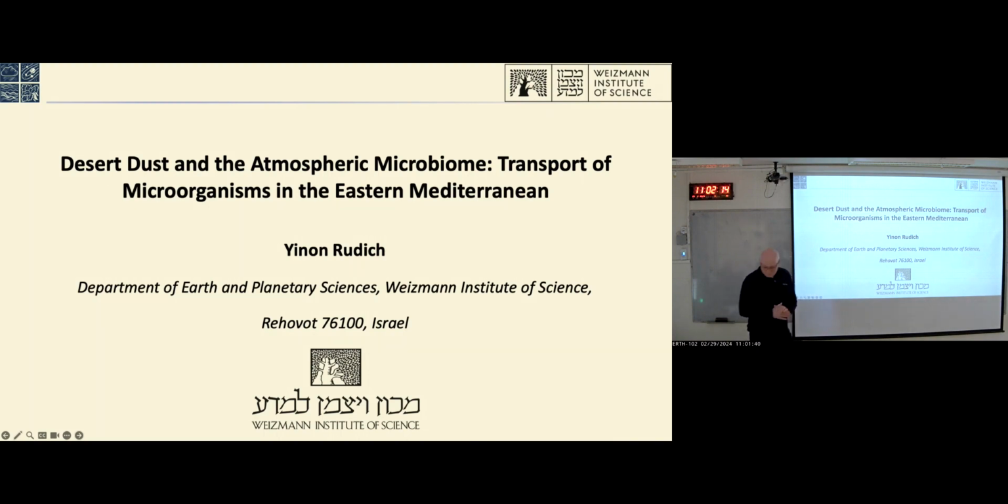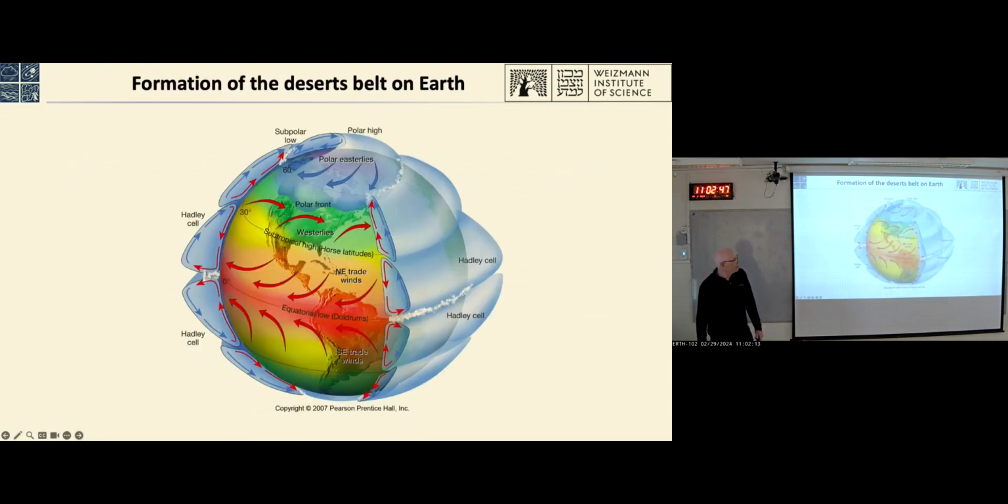What I'm going to talk about today is basically something we call the atmospheric microbiome. And this is the population of bacteria and fungi and other microorganisms that live in the atmosphere. And specifically, we are going to look into desert dust as a vector that transports microorganisms in the atmosphere. So a little bit of background.